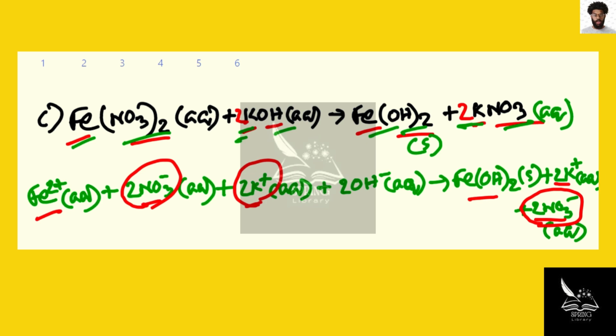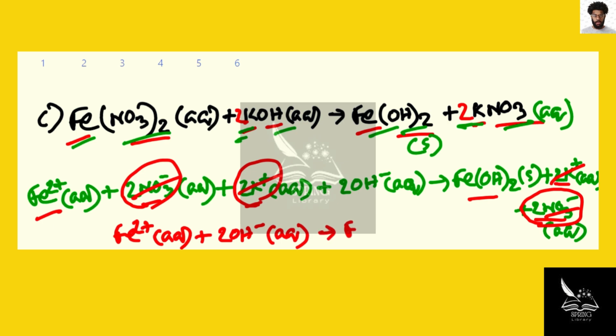And if we just cut them, we will write the net ionic equation as Fe2 plus will react with 2OH minus to form insoluble Fe(OH)2, or ferrous hydroxide, in solid form. So this is the net ionic equation for this reaction.